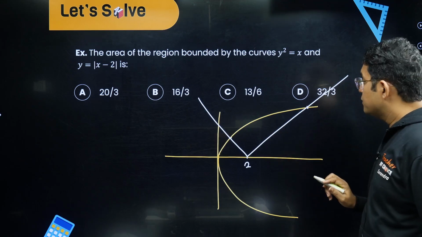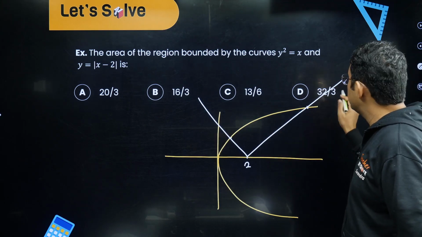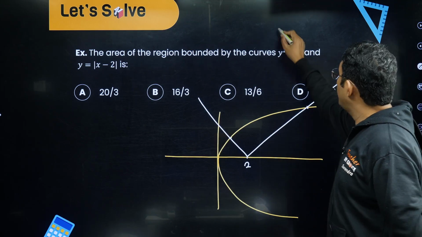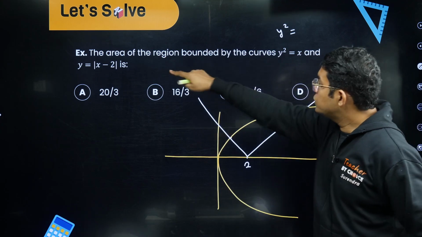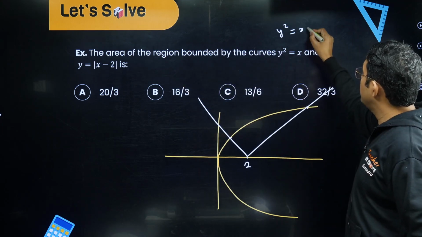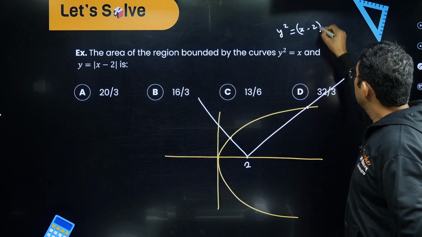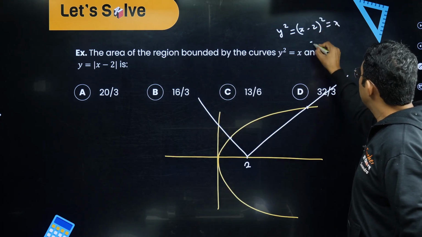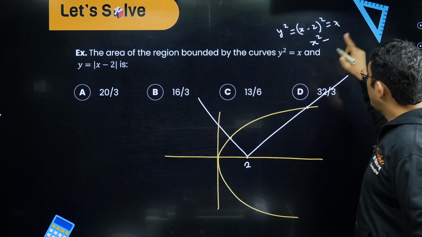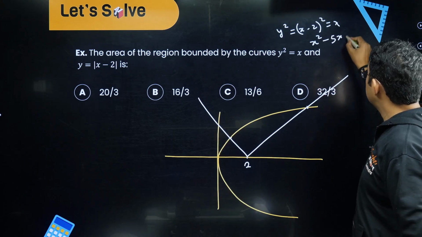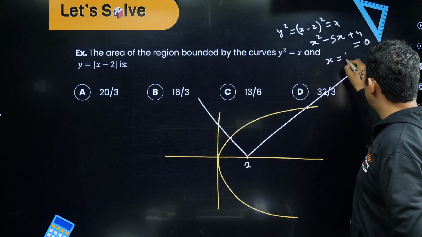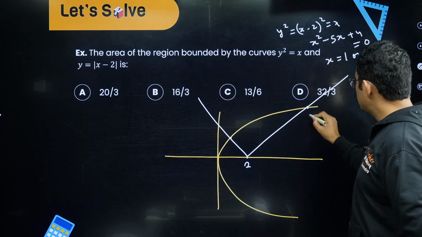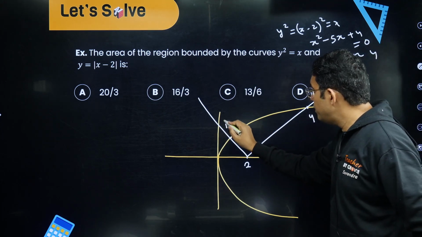Now in this case, first of all, I think this point of intersection is very important to find. So y square equal to x. From this I can write x minus 2 whole square is equal to x, which will give you x square minus 4x minus x, so x square minus 5x plus 4 equal to 0. So we are getting x is equal to 1 or 4. So I think this point will be 4 and this point will be 1.